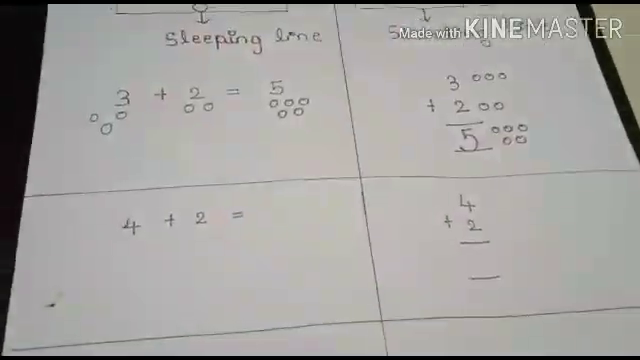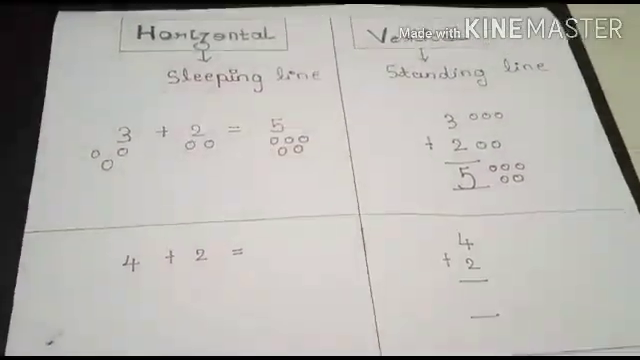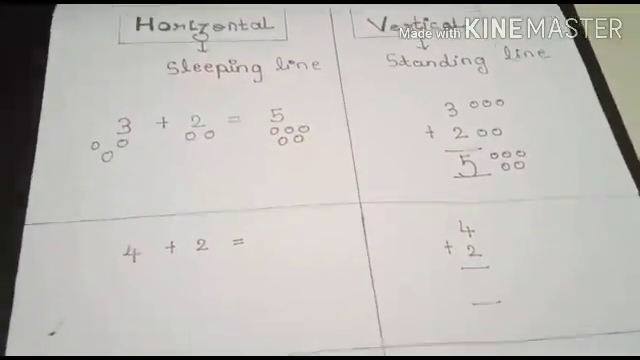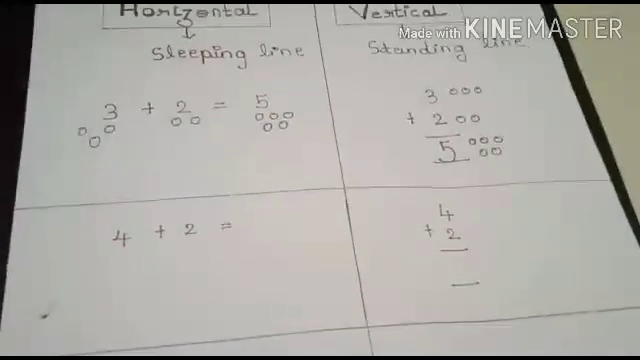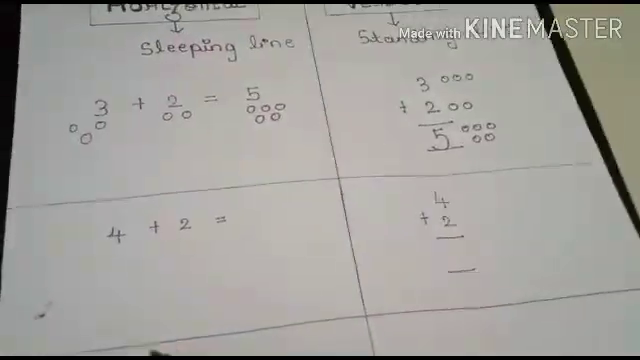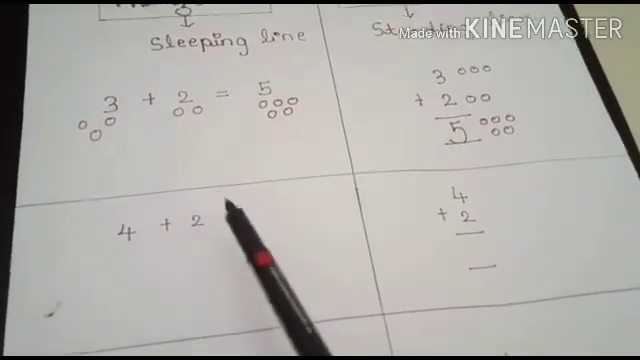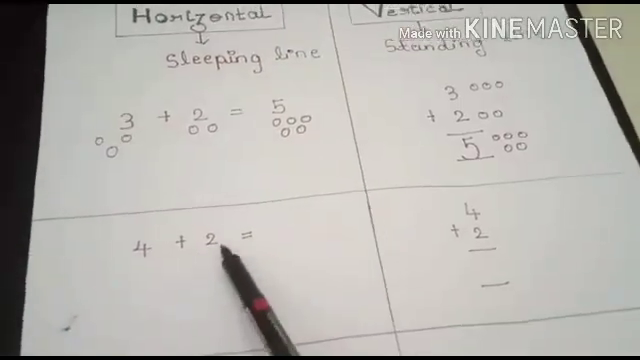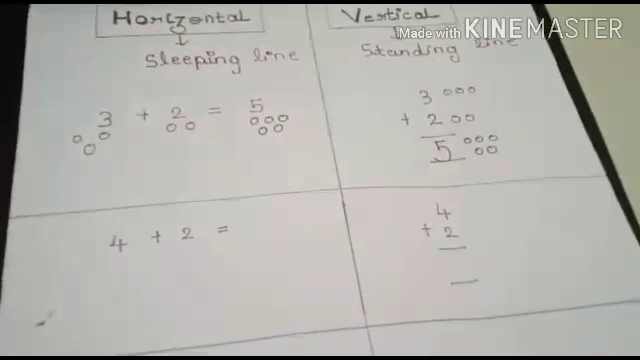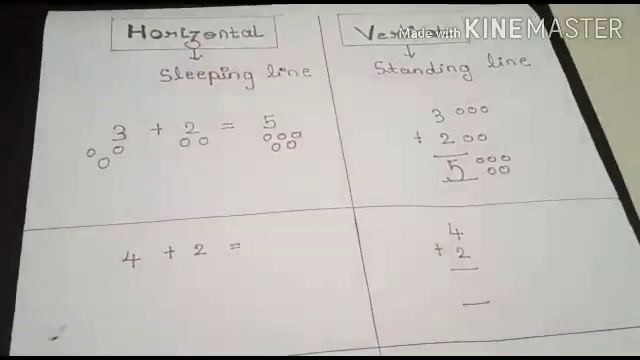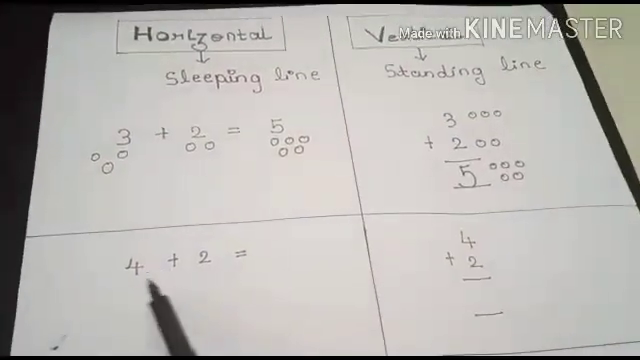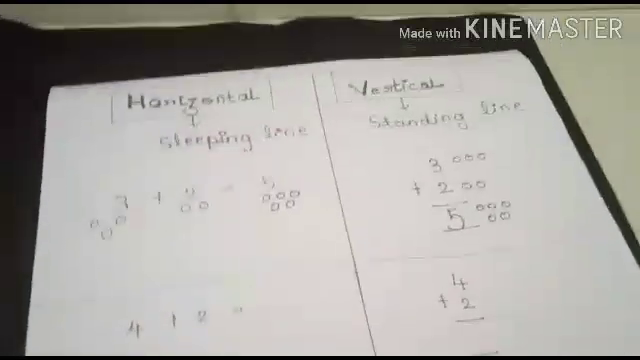We are going to learn a new method to perform the addition. So first of all, what is the augend? 4. And what is our addend? 2. So which is the bigger number? 4.